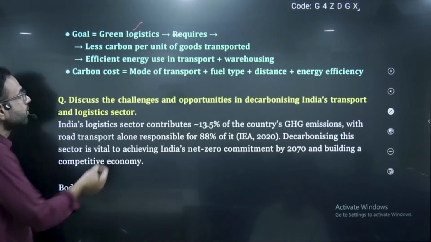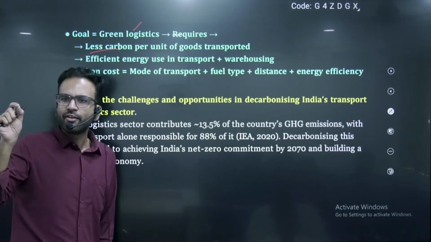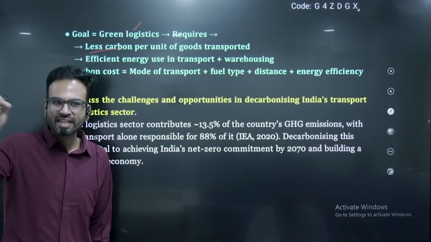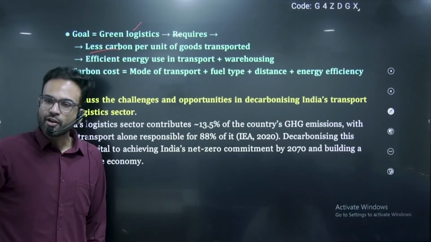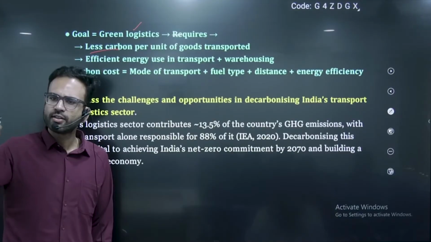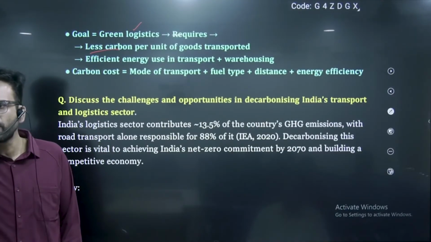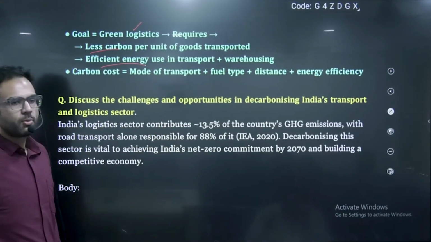What does it require? Less carbon per unit of goods transported. Let's say if the pair of socks that you ordered from Amazon is coming to you at X units, if you can reduce it by 30%, it is coming to you with only 0.7x. We are at least moving in the direction. Efficient energy use in transport plus warehousing.